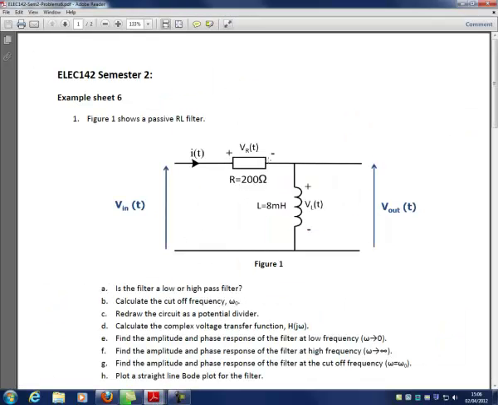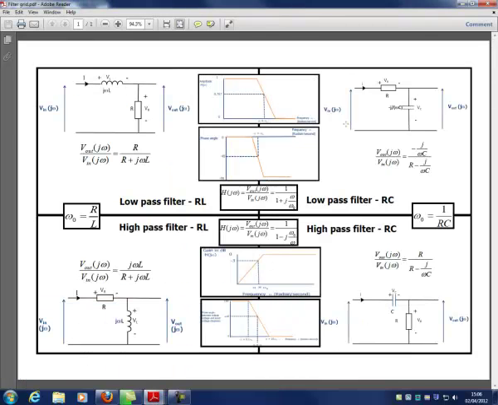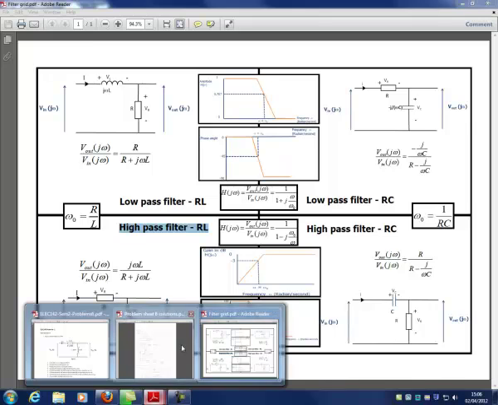If we look at it, we've got the resistor at the top and the inductor on the vertical. So the resistor on the top and the inductor on the vertical. So what we can see is this is actually a high pass filter. So that's the answer, that it's a high pass filter. So what do we write? Oh yes, it's a high pass filter.